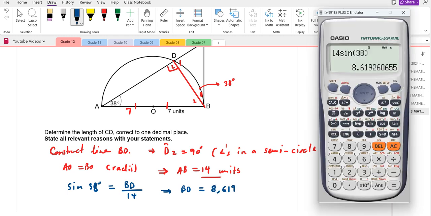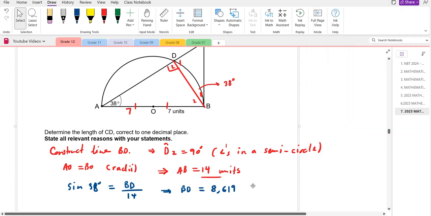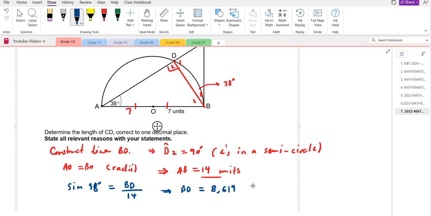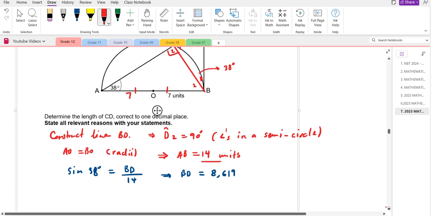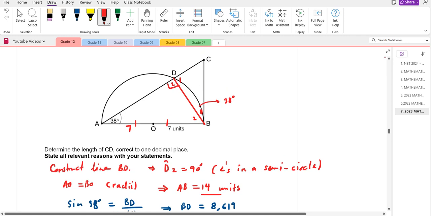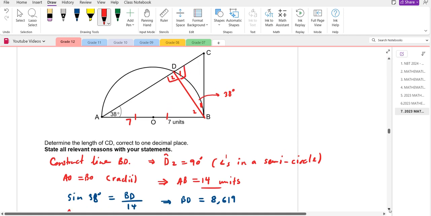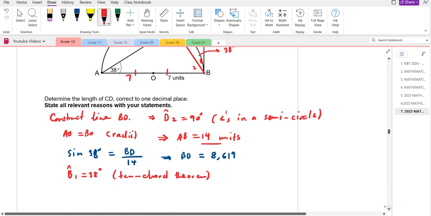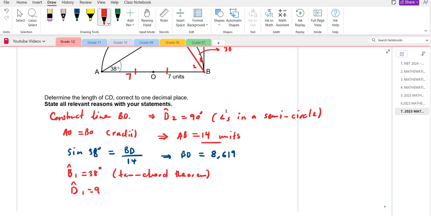Right, so 8,619 units, that's BD. And remember, angle B1 is now equal to 38 degrees, by the tan chord theorem. We also know that angle D1 is 90 degrees, angles on a straight line.